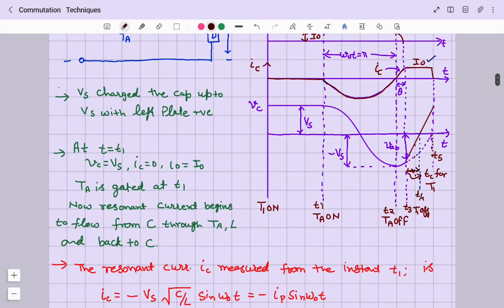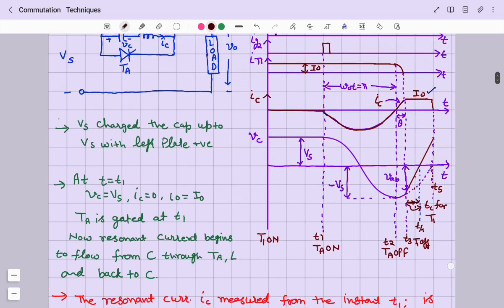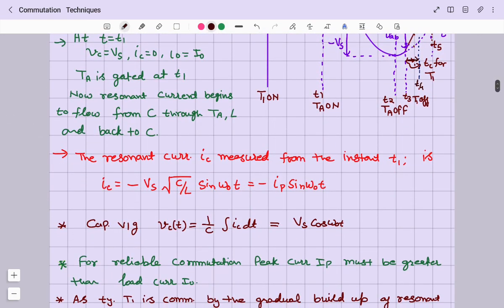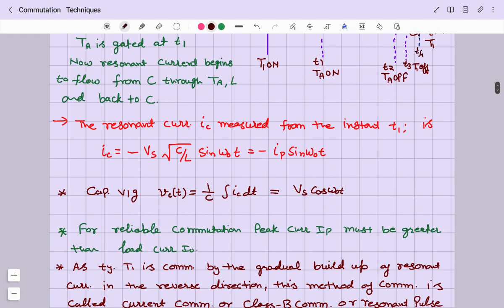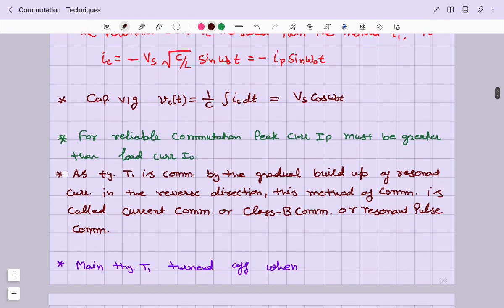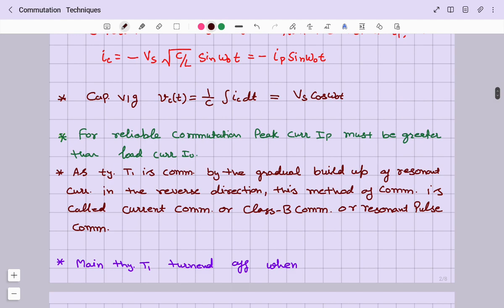Alright. So this is how this class B commutation operates, and the value of capacitor current is given by minus Vs under root C by L sin omega 0 t, which you can say is minus Ip sin omega 0 t, where Ip is the peak value of the current. Capacitor voltage is simply the integration of this capacitor current, 1 by C integration Ic dt, which comes out to be Vs cos omega 0 t.